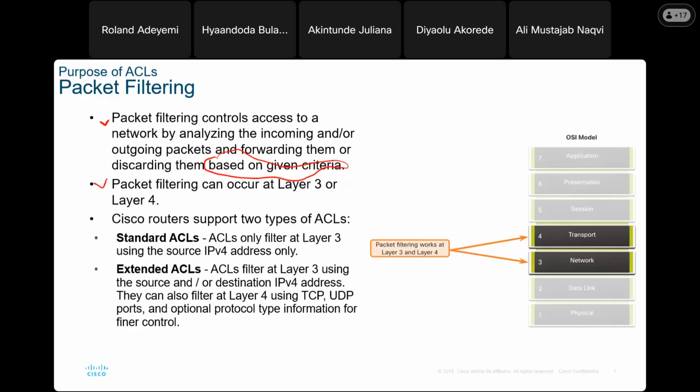And that is why I told you our access list is limited. You cannot just operate more. You can't operate at layer 7. You can only operate at layer 3 and 4.